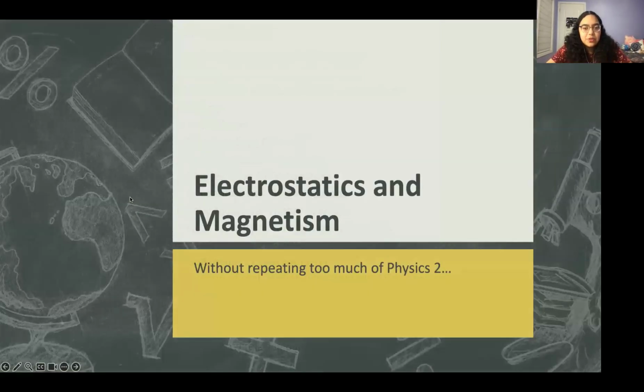After that, we move on to physics 2 stuff, electricity and magnetism. So now I'll pause if there are any questions. Otherwise, we can move into the passages that I have.